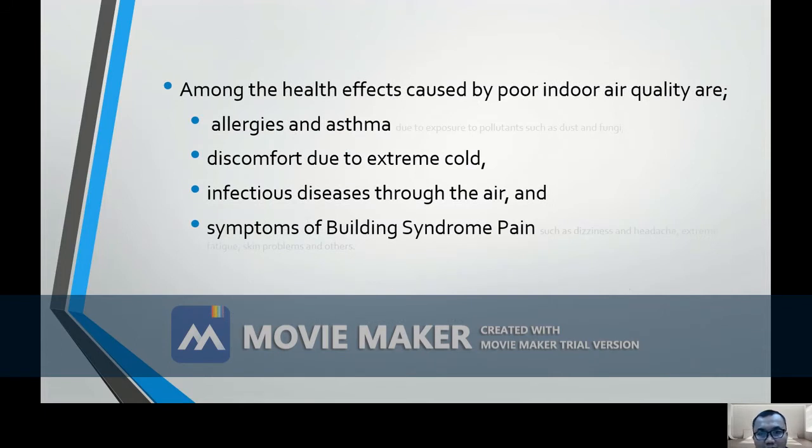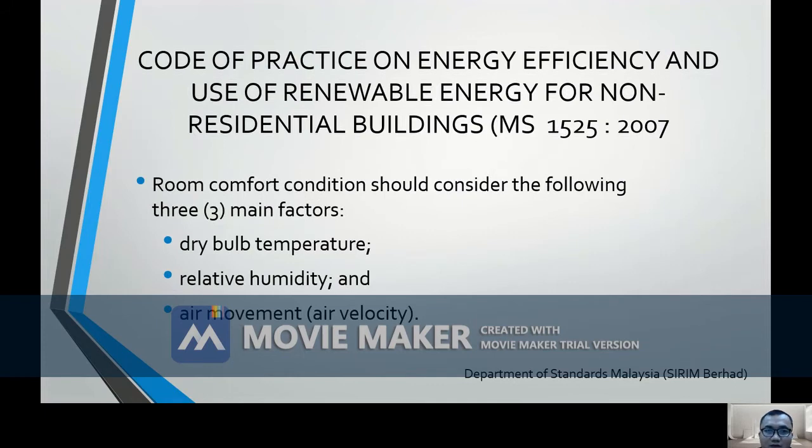Among the health effects caused by poor indoor air quality are allergies and asthma due to exposure to pollutants such as dust and fungi. Discomfort due to extreme cold. Infectious diseases through the air and sick building syndrome symptoms such as dizziness and headache, extreme fatigue, and skin problems.